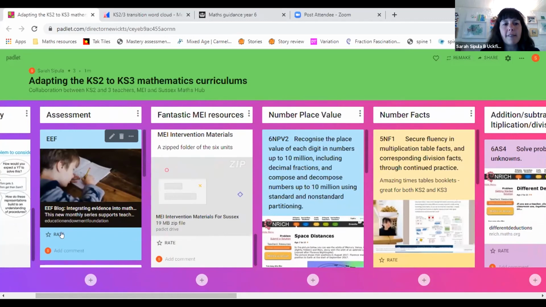We've now got a little star system on here so you can rate the articles that are on here. So please feel free to do that. We would really like people to interact with this. Feel free to add any resources that you think others might find useful. This is a collaborative document, and the more people that we can get putting things on here, the more it will benefit all of us.